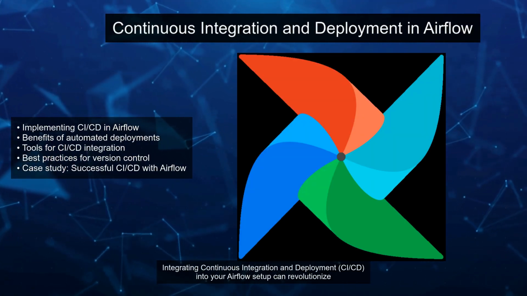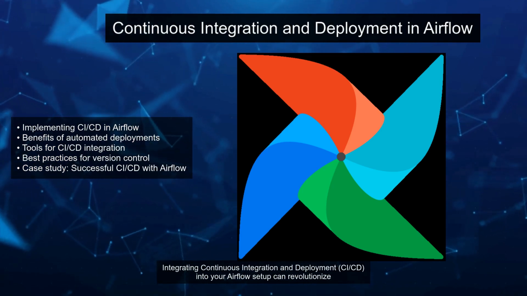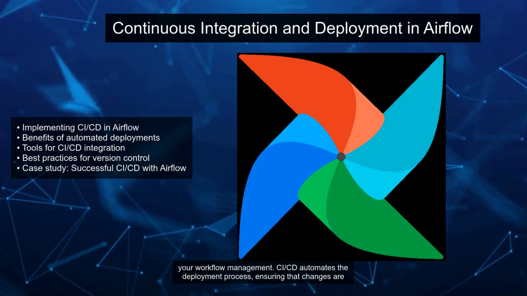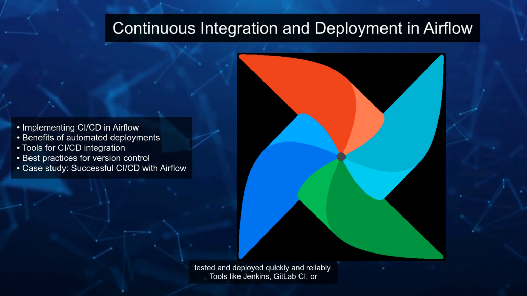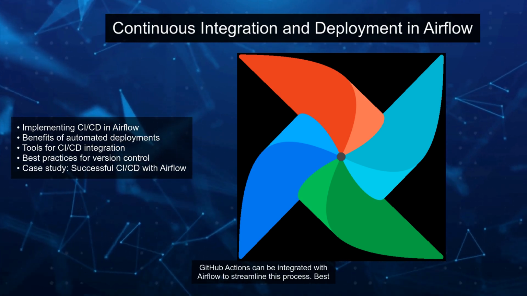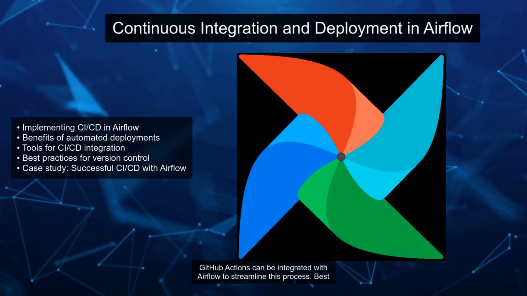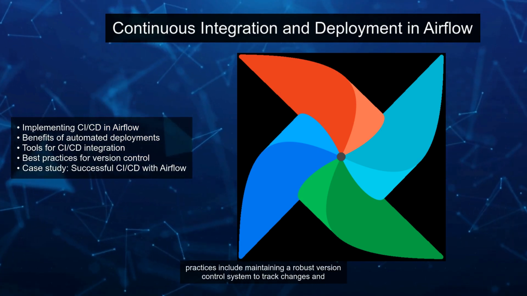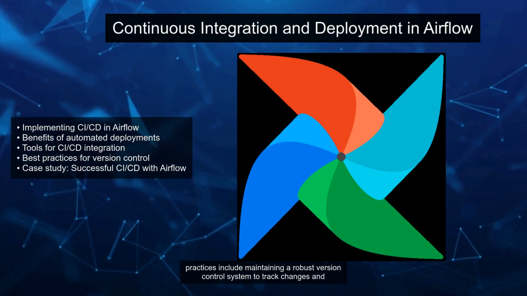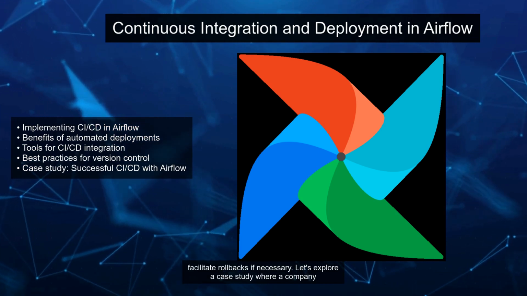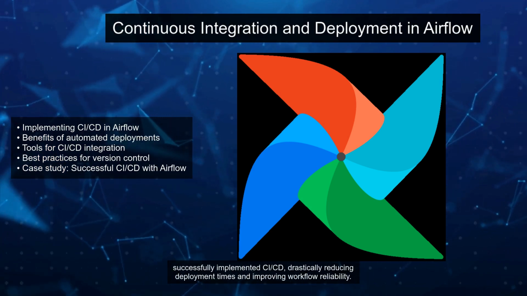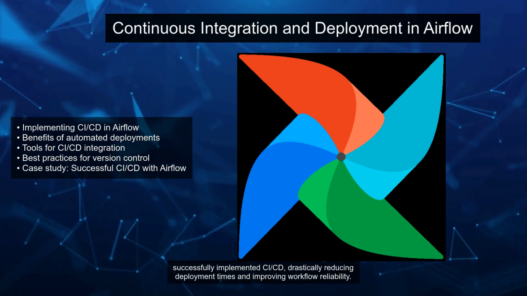Integrating continuous integration and deployment, CI/CD, into your Airflow setup can revolutionize your workflow management. CI/CD automates the deployment process, ensuring that changes are tested and deployed quickly and reliably. Tools like Jenkins, GitLab CI, or GitHub Actions can be integrated with Airflow to streamline this process. Best practices include maintaining a robust version control system to track changes and facilitate rollbacks if necessary. Let's explore a case study where a company successfully implemented CI/CD, drastically reducing deployment times and improving workflow reliability.